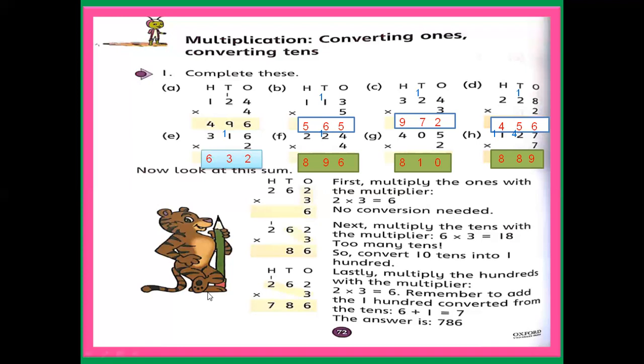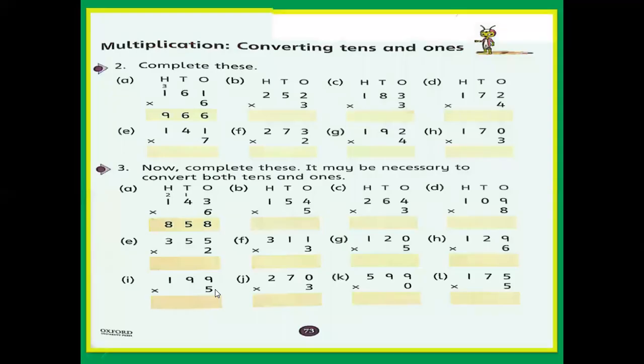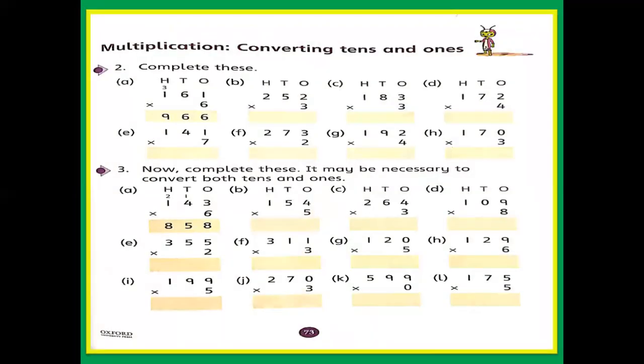Okay. So next page, we will do this practice. Page number 73. Multiplication, converting tens and ones. Complete these. Question number 2. What is question number 2? Complete these. HTO. H means 100, T means tens, O means ones.